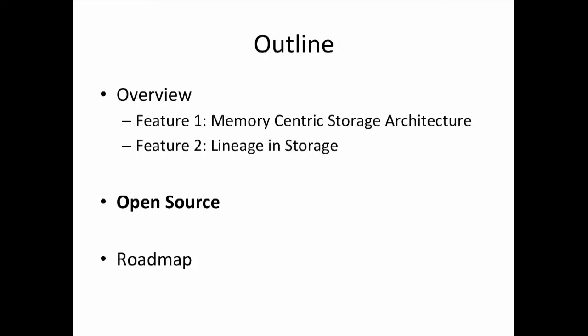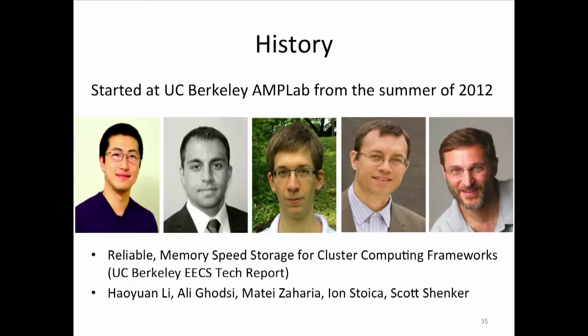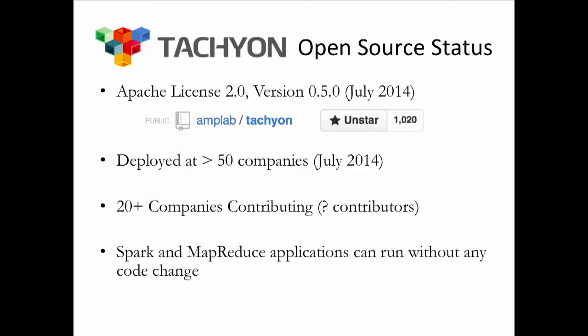Okay, now let's talk about the open source status of the project. We started the project from the AMPLab at UC Berkeley in the summer of 2012, and this is our initial research team. It's me and my colleagues Ali Ghodsi, Matei Zaharia, and my co-advisors Ion Stoica and Scott Shenker. We have our tech report and papers you can search online if you want to know technical details. After that, we open sourced this under the Apache 2.0 license. And the latest release is from July this year, version 0.5.